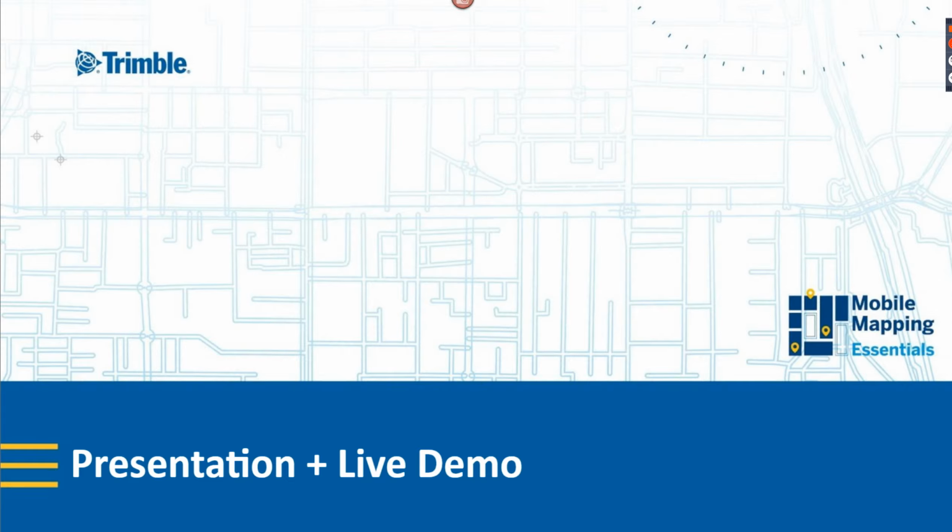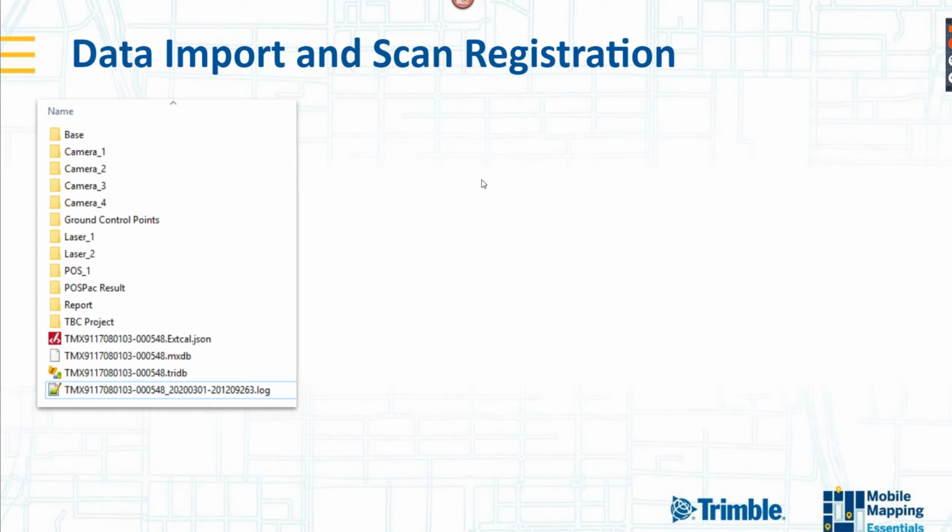All right, so I'm going to jump into the presentation and live demo. The first section I definitely want to cover is how the MX9 data can enter TBC and how we are going to register these scans if necessary. From the left side, you can see a typical MX9 data folder structure. We have all the raw data sitting in this folder.